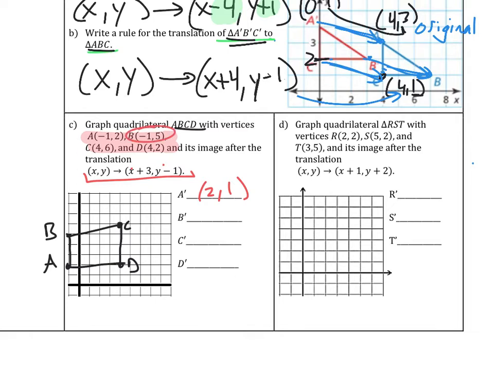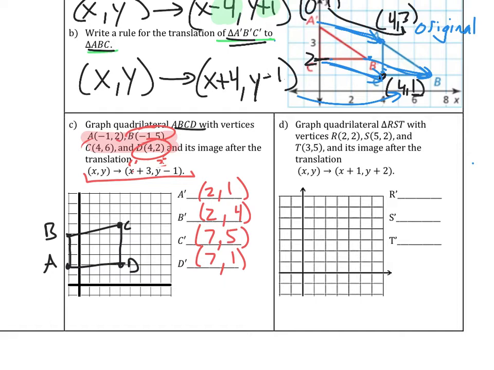Then let's try the next one. Let's try B. We plug in -1 for x and 5 for y. -1 plus 3 is 2. 5 minus 1 is 4. That's all there is to it. All right, let's try C, 4, 6. 4 plus 3 is 7. 6 minus 1 is 5. Great. Now let's try 4, 2. So we get 7, and 2 minus 1 is 1. So that gives us our new points, okay?